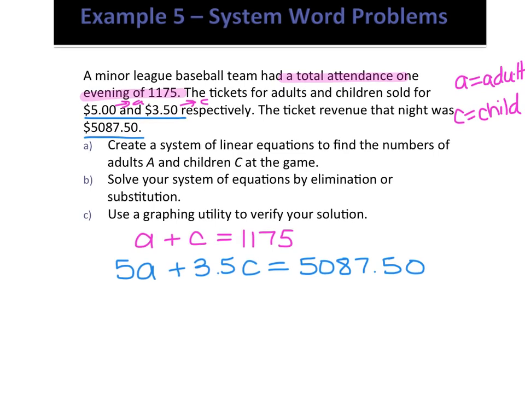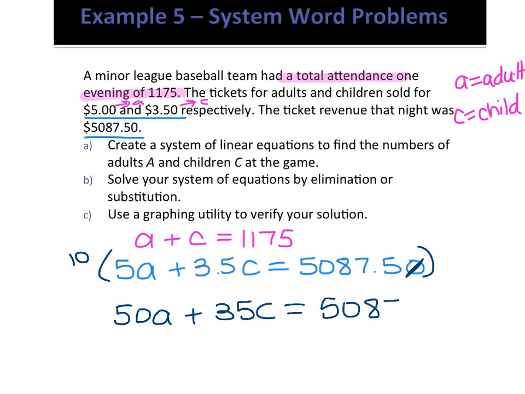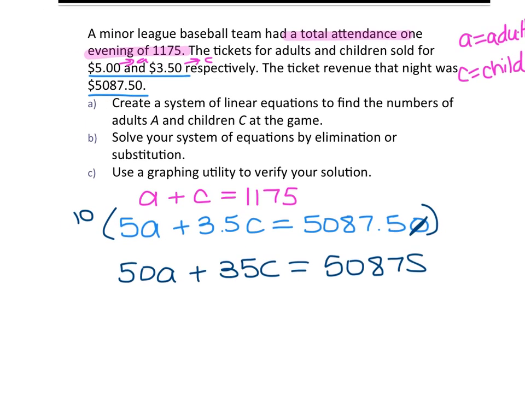So again, you have choices. You can either use substitution by subtracting the A or the C on the other side and then plugging into the second equation. Or I can get rid of the decimal on the bottom and then use elimination. So I'm going to do that method since that's what we're practicing this section. This is a 0, so I don't have to worry about it. I just need to move my decimal one place. So that's a 10. So 50A plus 35C would equal 50,875.